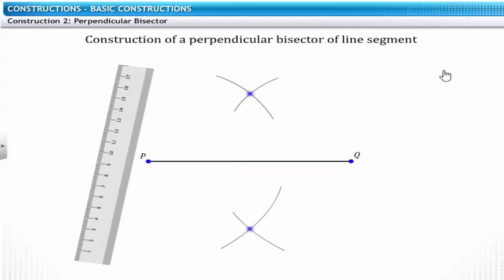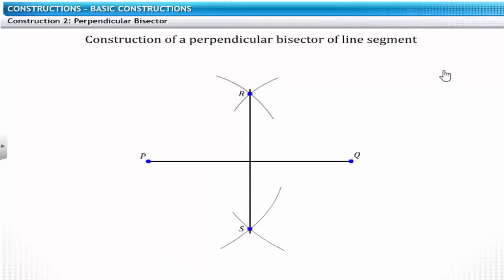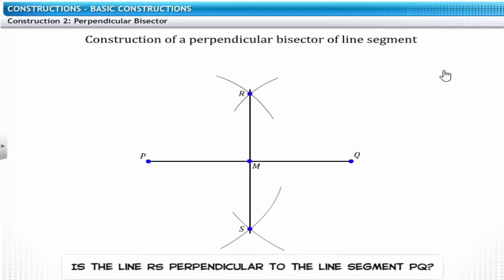Two points are obtained from the intersection of these arcs. Name these points R and S. Draw a line passing through points R and S. This line intersects the line segment PQ at M. Is the line RS perpendicular to the line segment PQ?